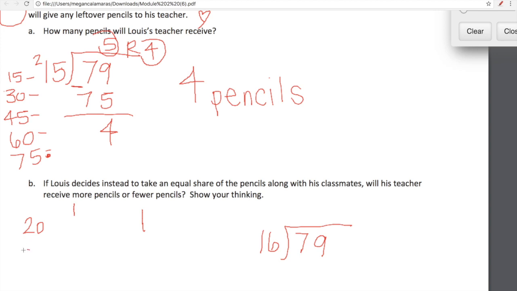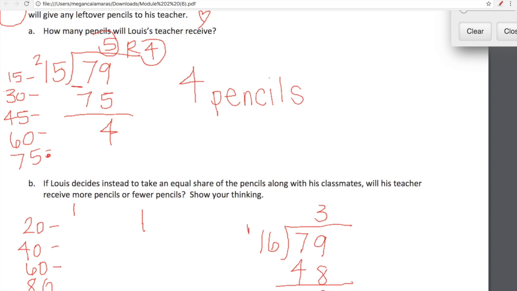So 20, 40, 60, 80. Let's try 1, 2, 3. Let's try 3 16s inside 79 and see what we get. Okay, so 3 times 6 is 18. We're going to carry the 1. 3 times 1 is 3, plus 1 is 4. I think we might have to reevaluate here.